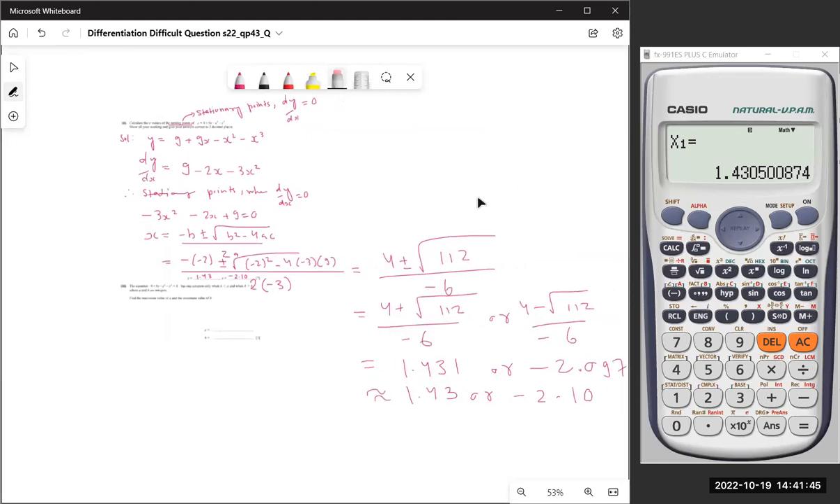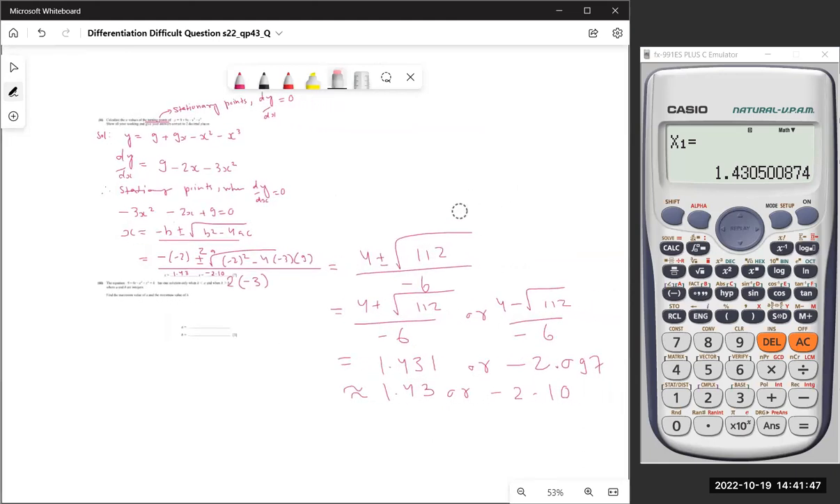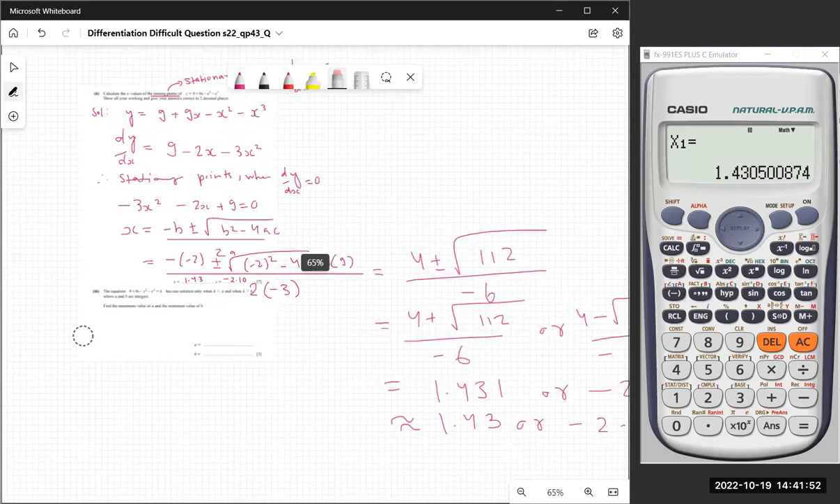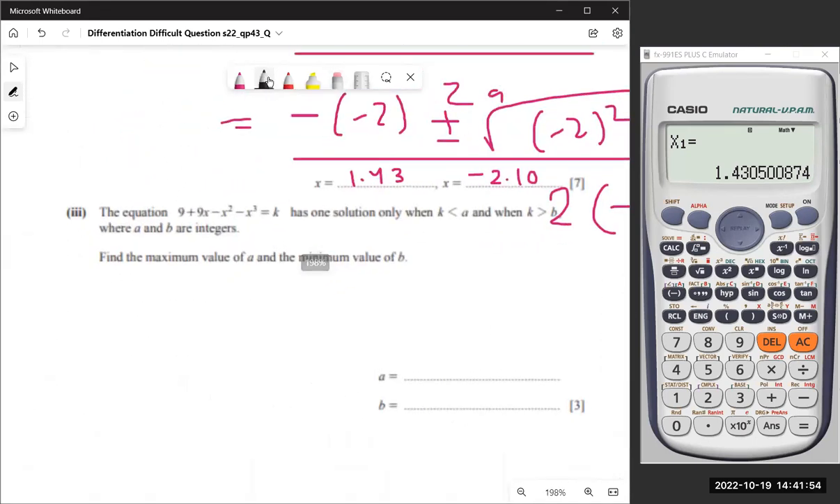Yes, Anas? What is A and what is B in the next question? Okay, they're telling us the equation is this, has only one solution when k is smaller than a and when k is bigger than b. Wait, okay, that's quite easy, right?